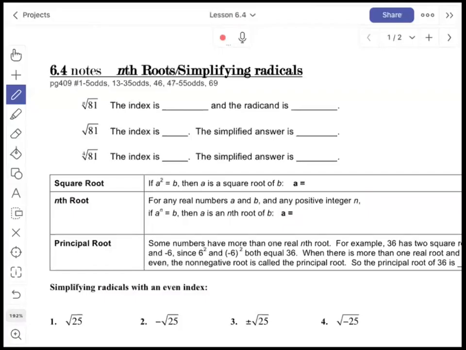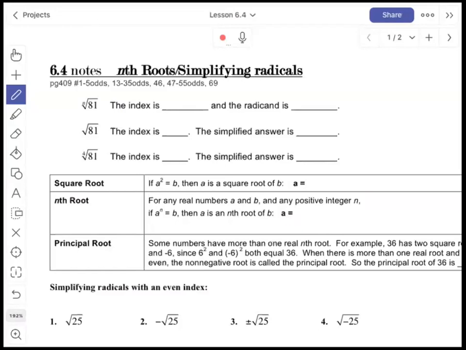We are doing 6.4, talking about just simplifying radicals. Now, we're not just doing square roots today. You guys are graduating up to nth roots. So it's not just square roots. We're going bigger. We're going better. We can do cube roots, fourth roots, all sorts of roots besides just square roots. Okay, all right, let's get to it.